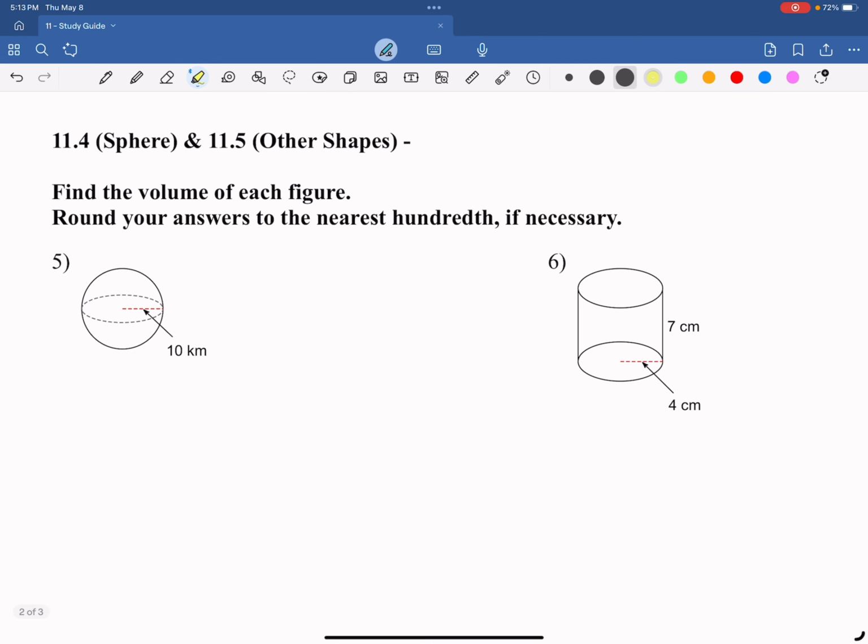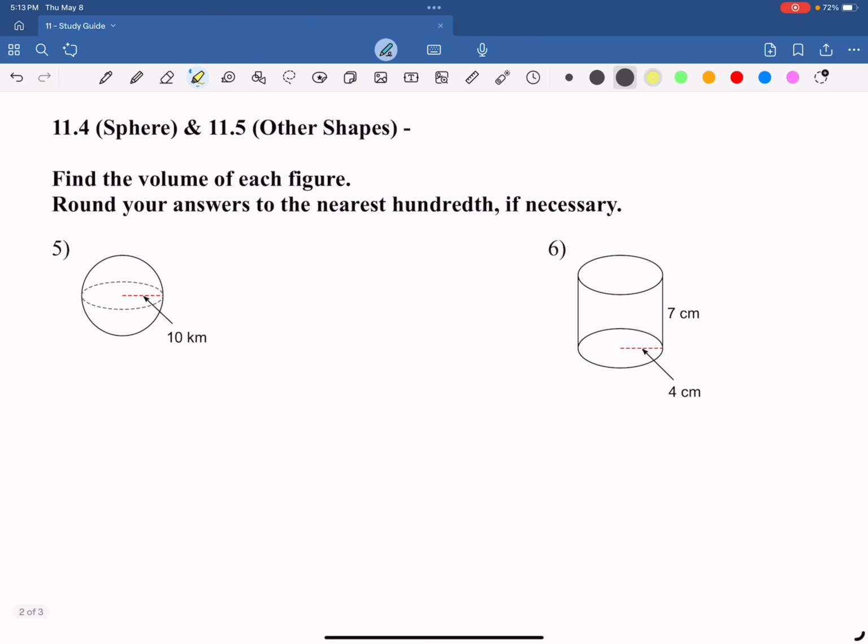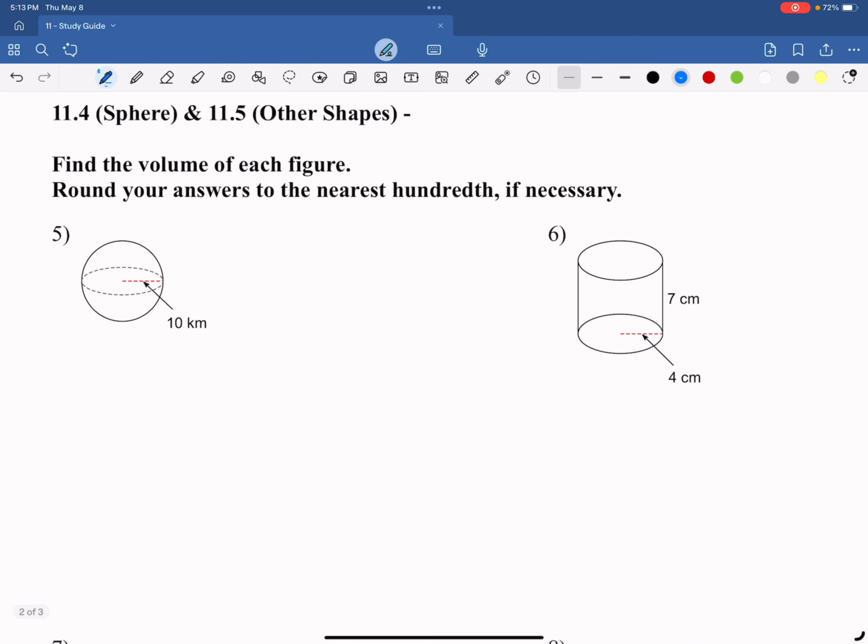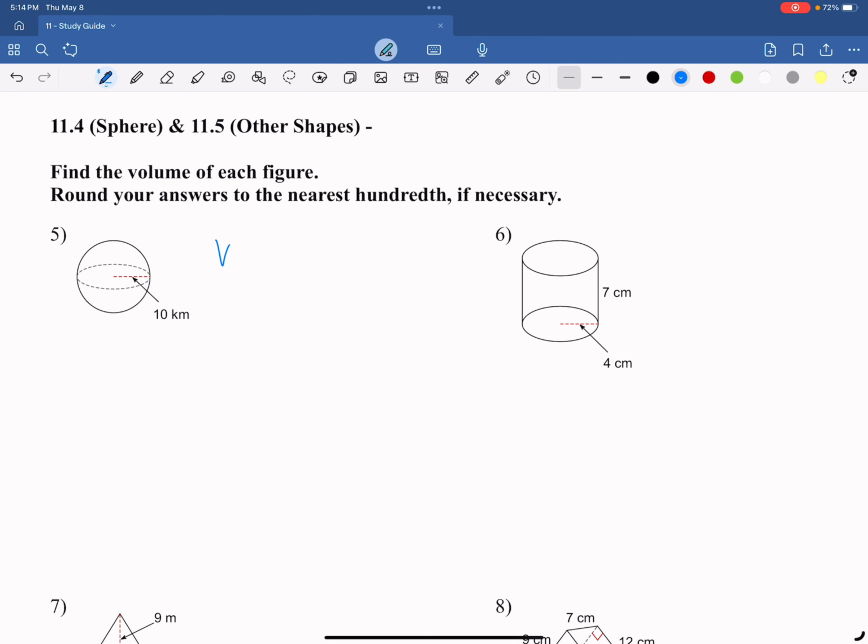Okay, making good time. Let's find the volume of each figure. Round your answers to the nearest hundredth if necessary. Well, the volume is going to be given by 4 pi r cubed over 3. As long as you can identify the radius, again, radius is 10. That's going to be just 4 pi, plug in the 3, plug in the 10, I mean.